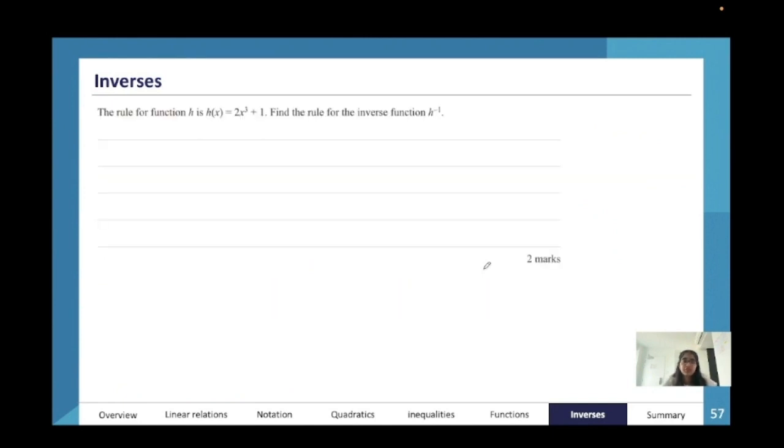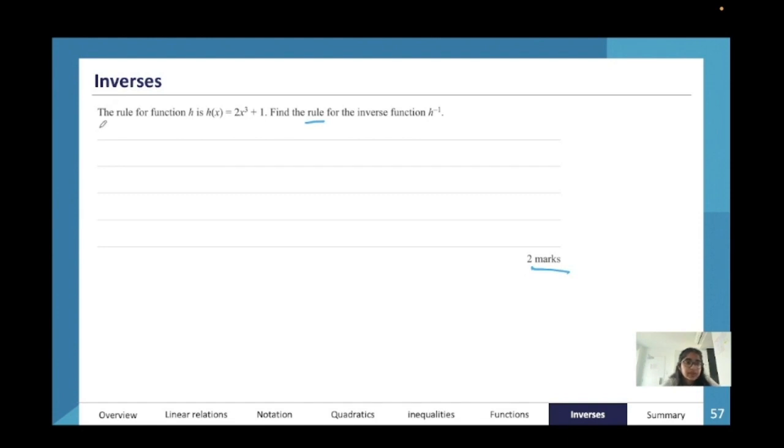Let's actually find the rule for the inverse. Let's say h of x equals 2x cubed plus 1. Find the rule. It's just asking for the rule, and it's only 2 marks, so we don't need to give the domain or anything. Find the rule for the inverse function h inverse.